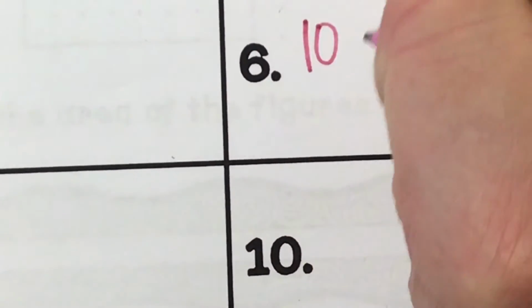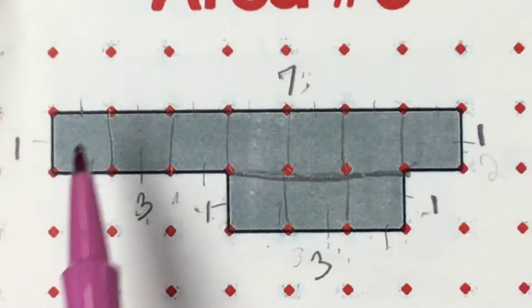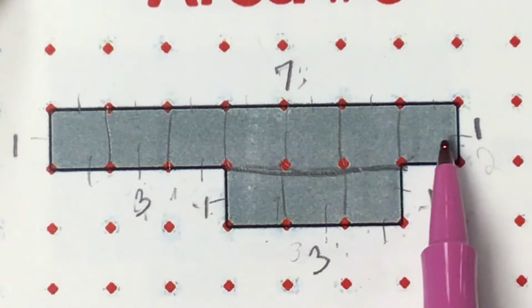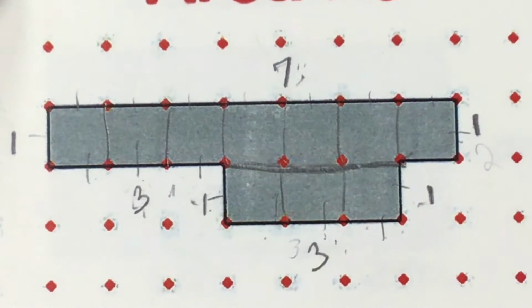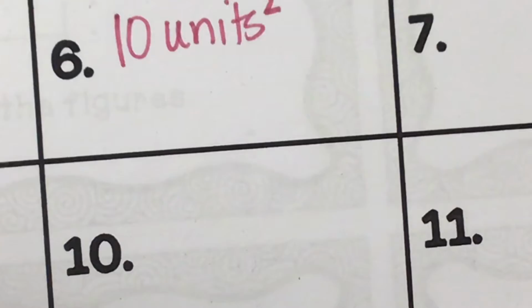So number 6, make sure you go to number 6, is 10 units squared. Now, could I also just count them? 1, 2, 3, 4, 5, 6, 7, 8, 9, 10. There's 2 ways to do that. Let's move ahead to number 7.